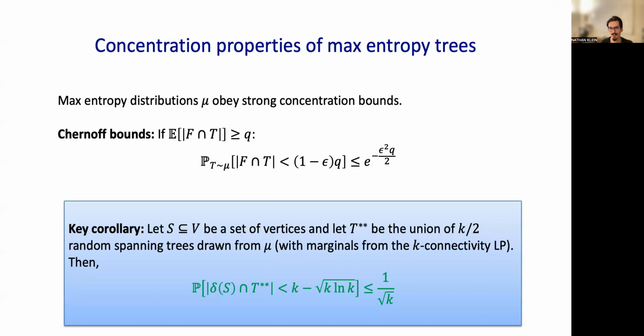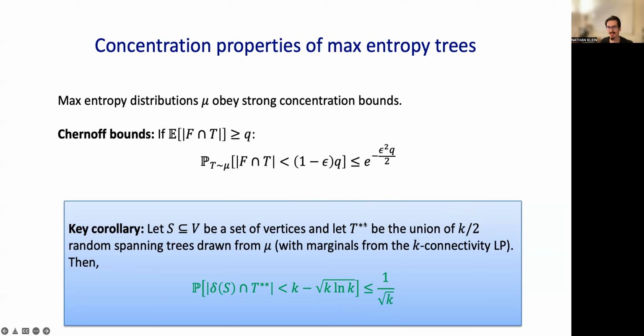Using this, it's straightforward to obtain the following corollary. Consider a max entropy distribution mu with marginals from our scaled down k-edge connectivity LP. Then the probability that a particular cut in the union of k/2 trees drawn from mu has fewer than k minus square root of k log k edges is at most 1 over square root of k. So all I'm doing is setting epsilon equal to square root of log k over k and Q to be k, which I can do since every cut has fraction at least k crossing it in the LP, and hence in the marginals of the union of k/2 trees.